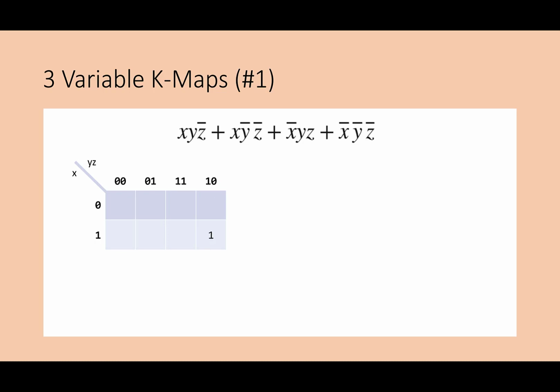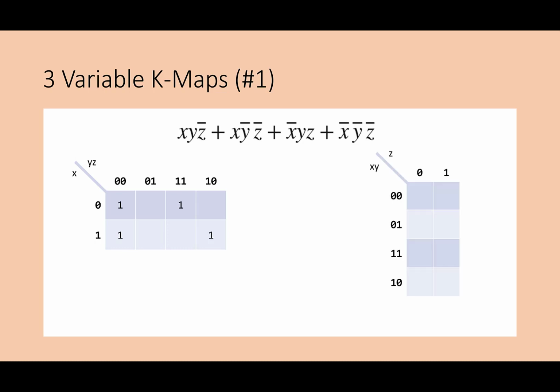The next is X, Y bar, Z bar, which is that spot. Then X bar, Y, Z, right there. And again, this is the X, and then YZ, right? YZ, YZ, YZ, YZ. Okay? All right. Last one is all zeros, which is that spot there. That's it. That's all that's going to fit.